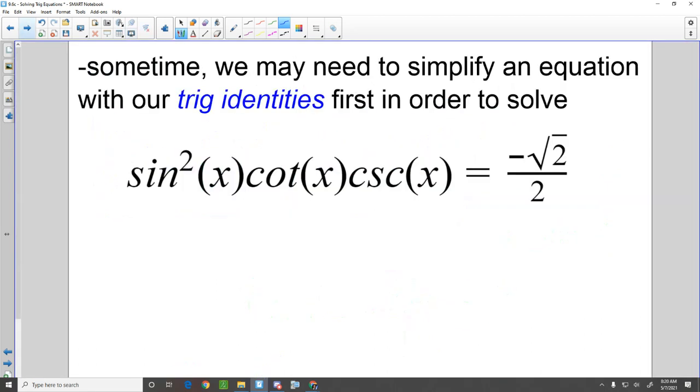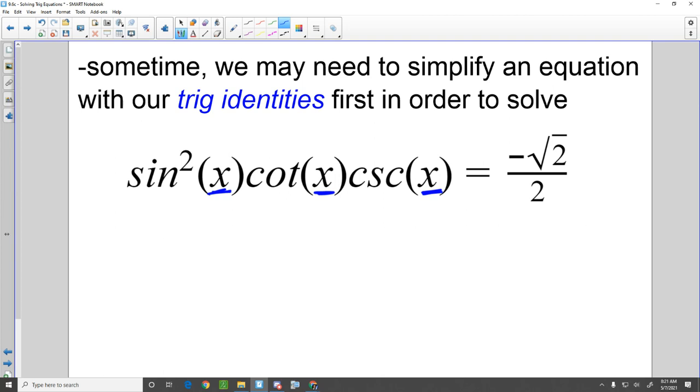One last thing. Remember those amazing trig identities that we've been learning all week long? Here's where they come into play. If I look at this right here, sine squared x times cotangent x times cosecant x equals negative root 2 over 2. Which angle, if I plug it in for x, now that means this x and this x all have to be the exact same angle. What is that angle that if I took the sine squared of it times the cotangent of that same angle times the cosecant of the angle would result in negative root 2 over 2?